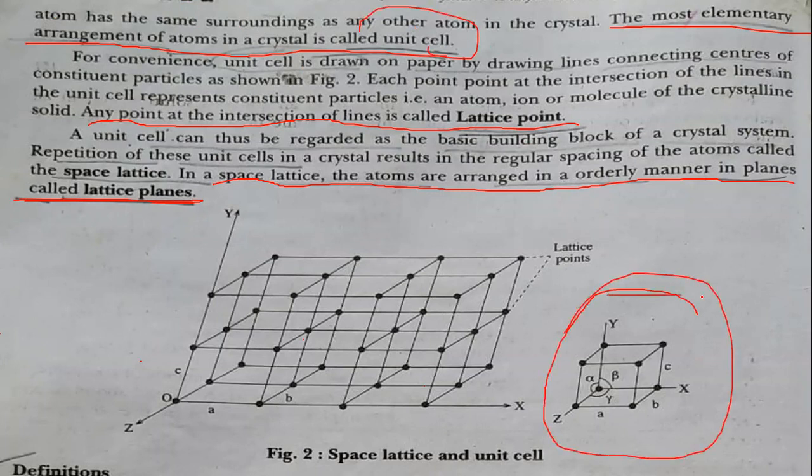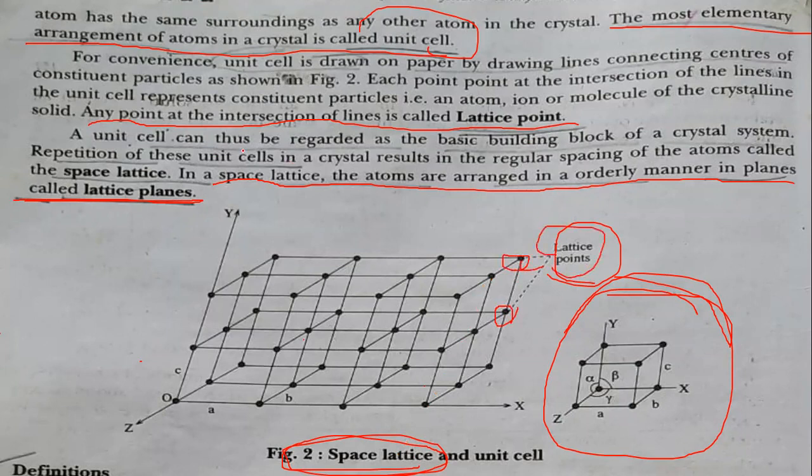If a number of such unit cells come together, they form a space lattice. And the point of intersection of the lines is called a lattice point. This is called a lattice point.